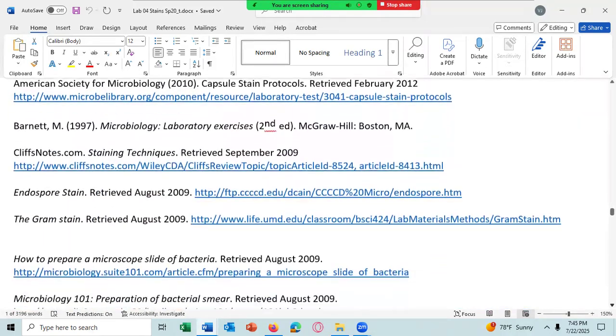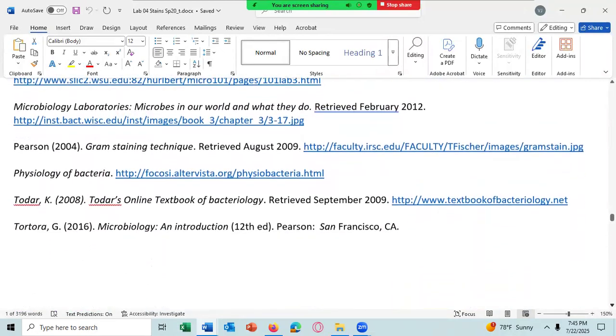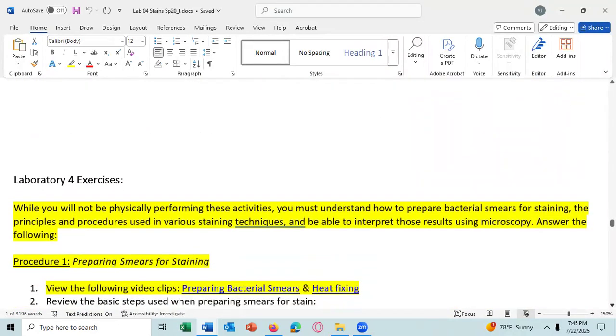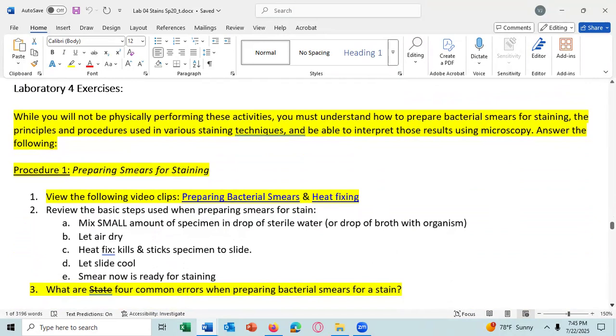You can skip the references. Now let's talk about the laboratory exercise. You're not physically going to be performing any of these activities, but you must understand how to prepare a bacterial smear for staining. You should know that a bacterial smear is something you do before you do any of the staining. Is that clear? So they're two separate procedures.